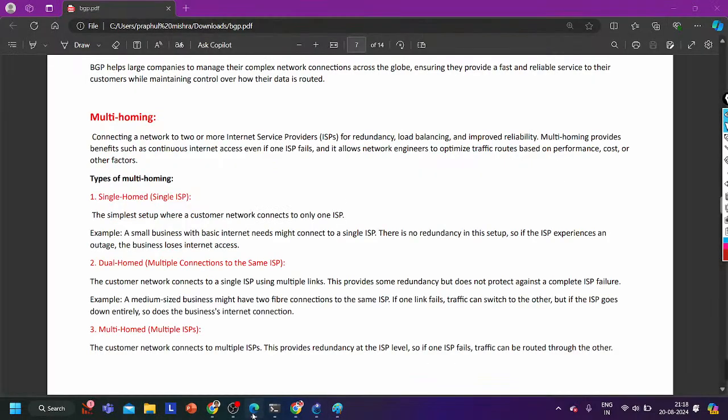So to understand the types of customer network, let me tell you about multi-homing. Someone had asked this question as well: what is multi-homing? Connecting a network to two or more internet service providers for redundancy, for load balancing, for improved reliability. Multi-homing provides benefits such as continuous internet access even if one ISP fails, and it allows network engineers to optimize traffic routes based on performance, cost and other factors.